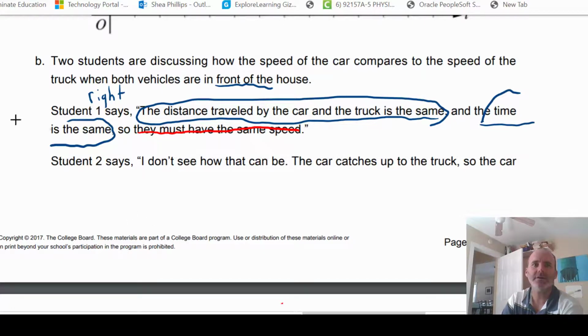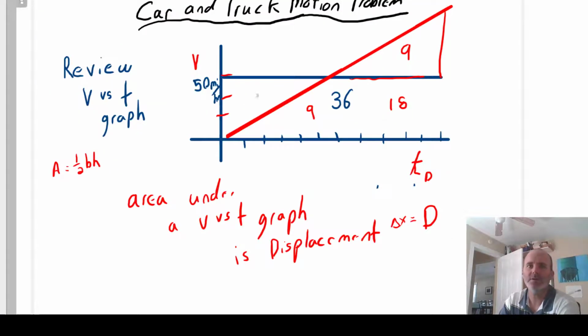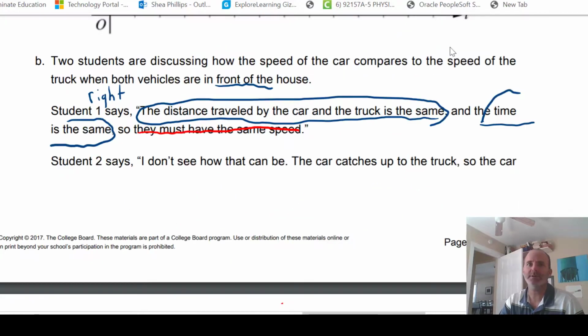And we can look at that on our graph. So let's look at that. Up here at the house, so this is at the house, TD. Do they have the same speed? No way. The red car has gone way faster. It's going way faster because they had to catch up. Everything is symmetrical here. You could say that this is 2 times the velocity of the truck. So no, they are not moving at the same speed.